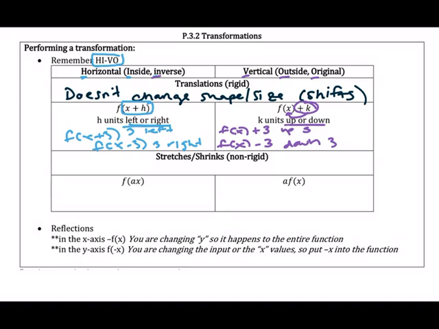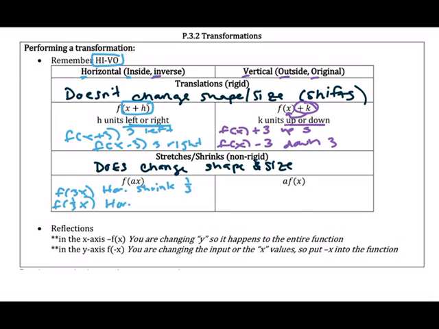Now we're going to talk about stretches and shrinks, which are examples of non-rigid transformations because they do change the shape and the size of our functions. So again, horizontal is happening on the inside of our function, so something like f of 3x. And where you might think that that would be stretching something, this is actually a horizontal shrink of 1/3 because it's happening inside and it's the inverse of what you think it should be. Versus if I had f of 1/3 x, this would actually be a horizontal stretch of 3.